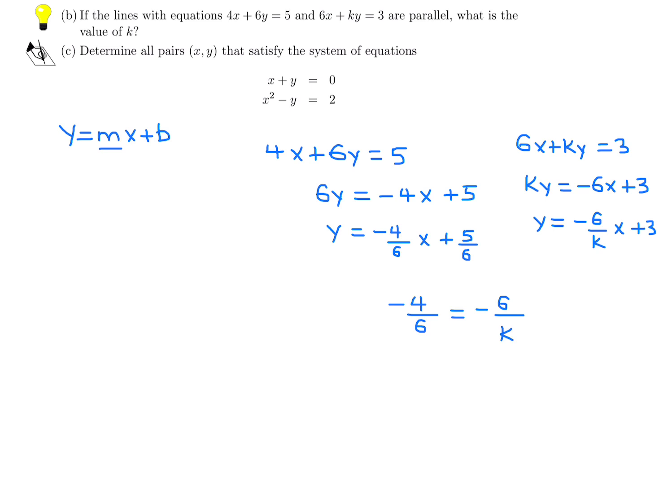Cross multiply, and we can drop the negatives, and you get 36 is equal to 4k, and then divide through by 4, and that gives you a value of 9 for k.